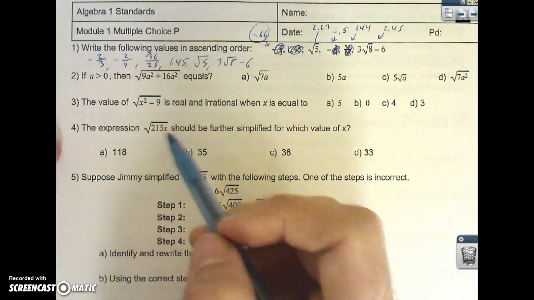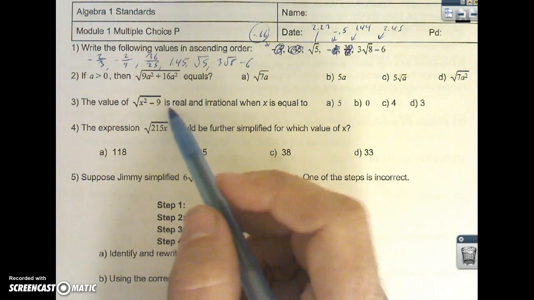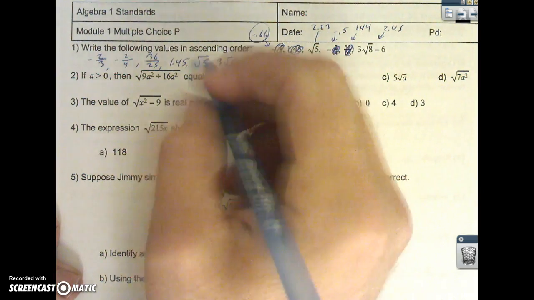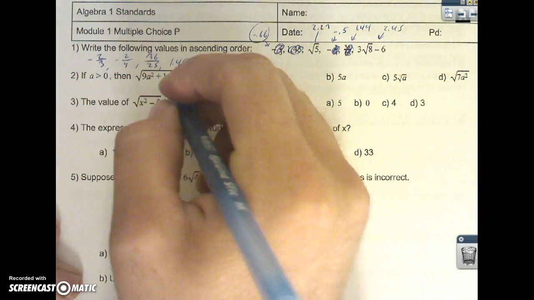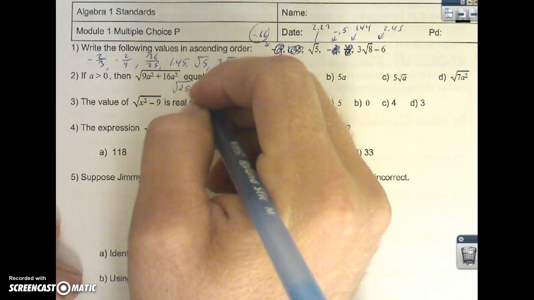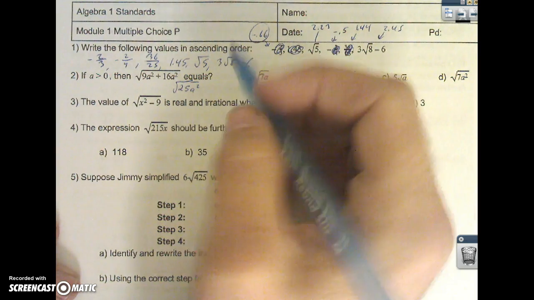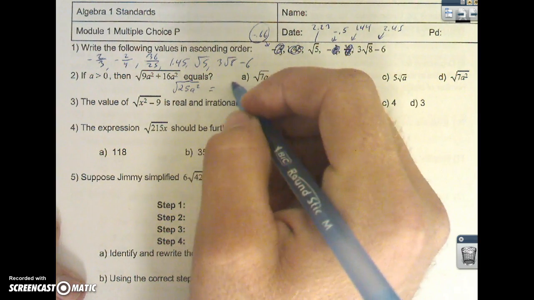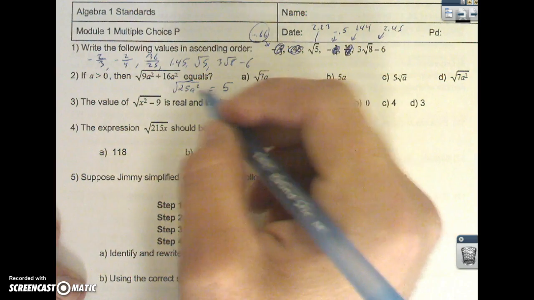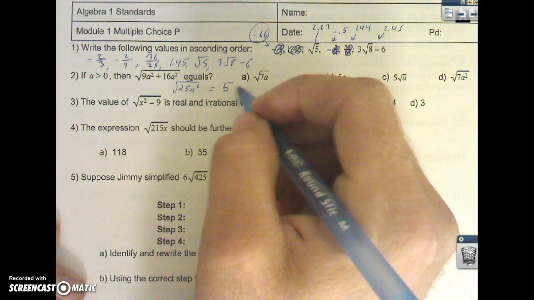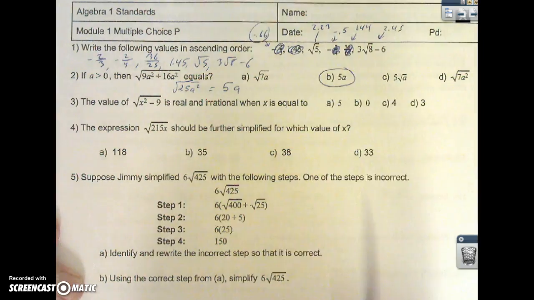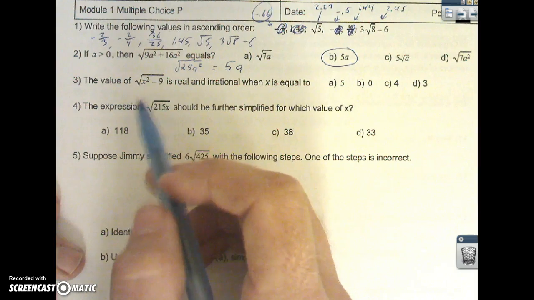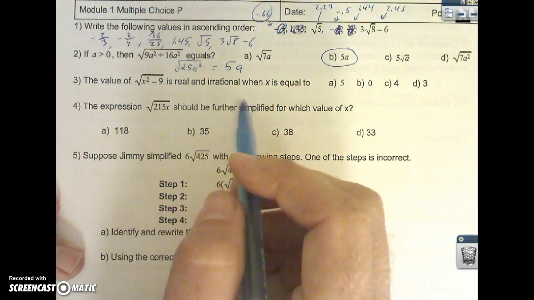Okay. Number 2, if a is greater than 0, then the square root of 9a squared plus 16a squared equals what? Well, we can add these two together. Because they're both the exact same thing, 9 plus 16 gives me 25a squared. Keep it the same. It does not turn a to the 4th because you're not multiplying it. Now, when you square root this, the square root of 25 is 5. The square root of a squared, take your exponent, divide it by 2, just a. 5a.